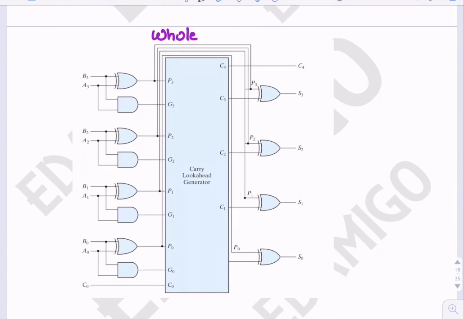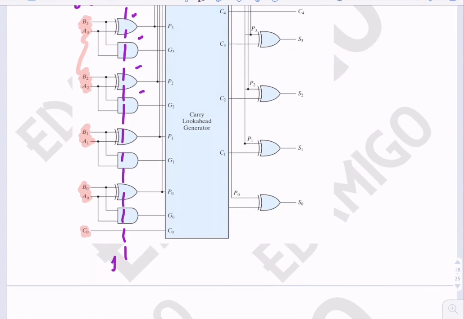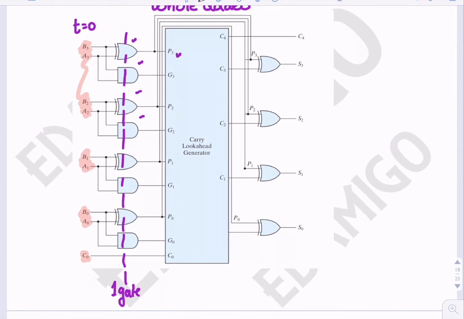This is the whole adder. These are the inputs that are available. All these inputs are available at t equals to 0. Now there is one gate delay, only a single gate delay because they all are at level 1, to generate all these Pi and Gi.